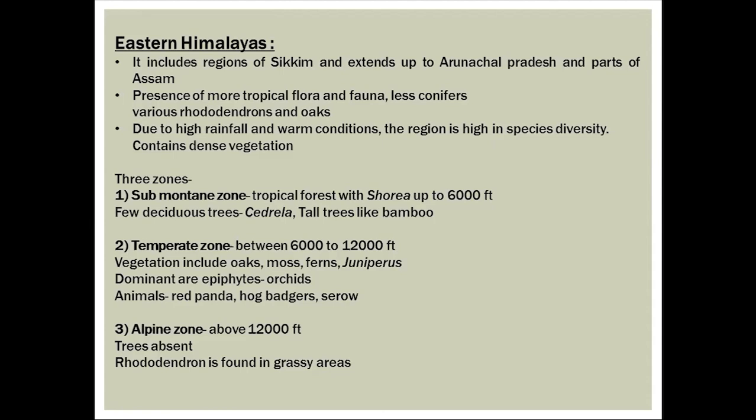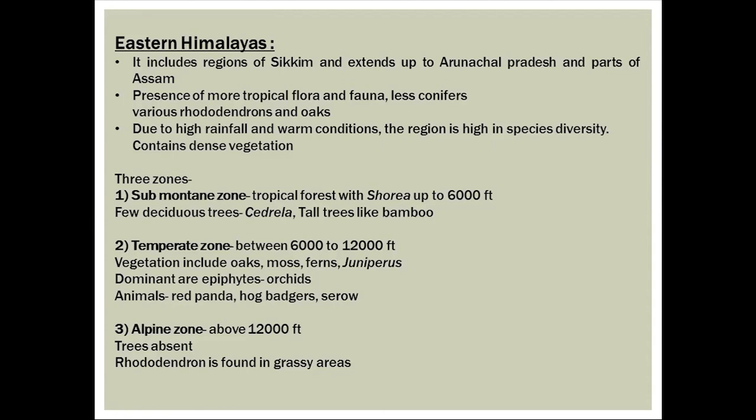Then the temperate zone, 6,000 to 12,000 feet, is the temperate zone. Here you get various species of oak, and moss and ferns are also present. Then juniperus. And here the dominant are the epiphytes. Okay, orchids are the dominant. Epiphytes are the plants which grow upon other plants. Okay. So orchids, you can see them growing on the trees. So the dominant vegetation here comprises orchids.